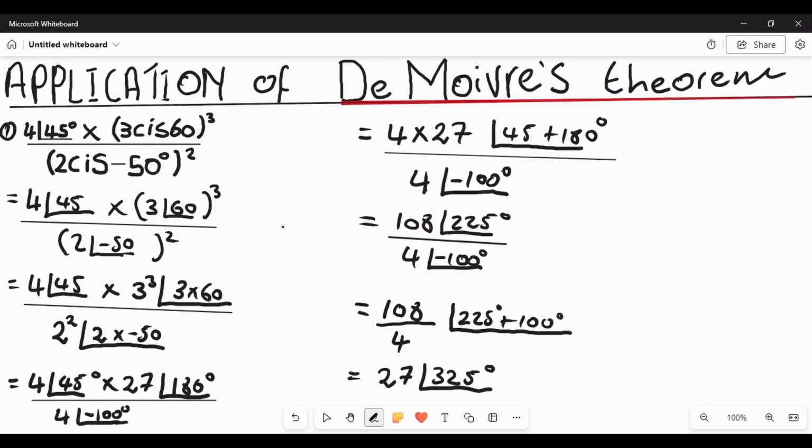Basically, this is how you solve this problem. This problem contains de Moivre's theorem and also the multiplication and the division of complex numbers in polar form. Just in case, again, you don't know how to divide complex numbers in polar form, I've made a video explaining the division of complex numbers in polar form.